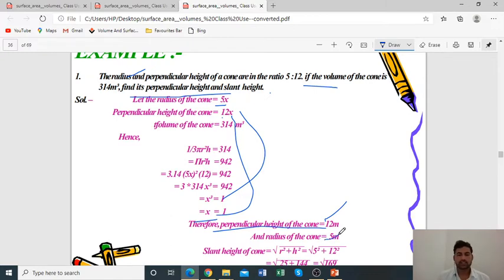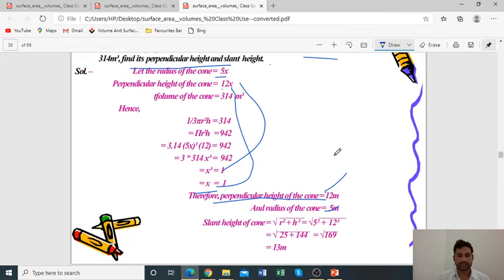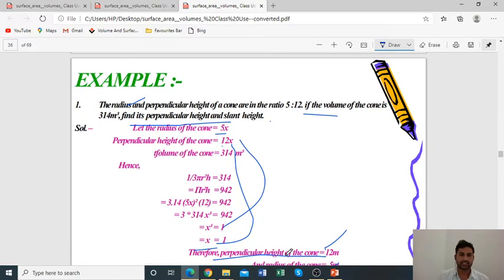So already you know that the cone makes a right angle, so use the Pythagoras theorem to find the slant height of the cone. So the slant height of the cone is root of r square plus h square. So root of square of 5 plus square of 12. Square of 5 is 25, square of 12 is 144. So root of 169, which is equal to 13 meters. So the slant height is 13 meters.